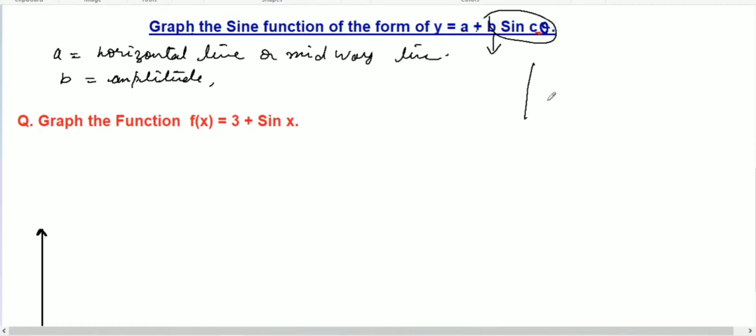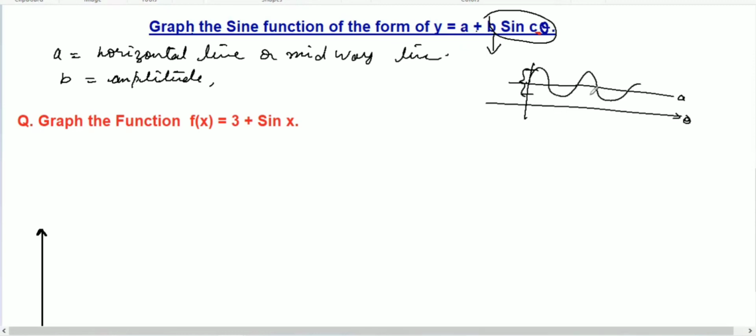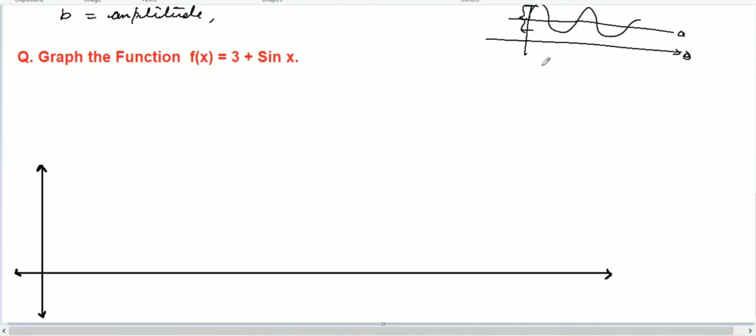So say that this is the zero line, this is the theta x-axis, but our graph will be somewhere here. This graph is a. So the amplitude is the range, and here we will draw the graph. Let's do this function, then you can understand. So graph the function f(x) equals 3 plus sine x.